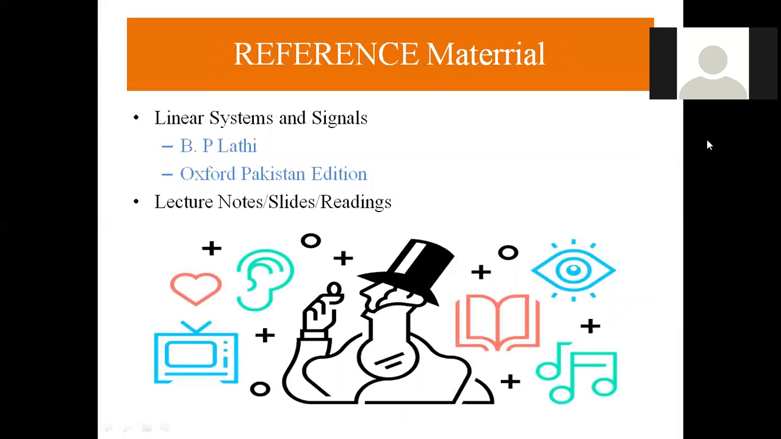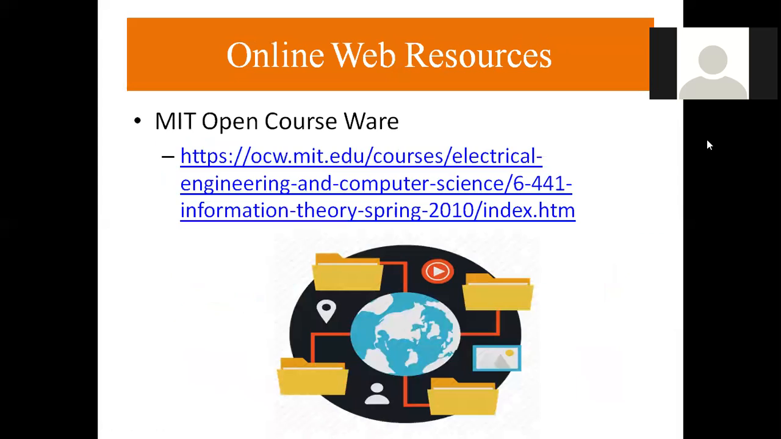Reference material, the main reference material is book, that is Linear System and Signals by BP Lathi and Oxford Pakistan edition. So the source of this book is also a library of university, the BBS University of Technology and Skill Development, Campus. And then lecture notes or slides or readings. So lecture notes, slides, and readings uploaded with the passage of time on Google Classroom.